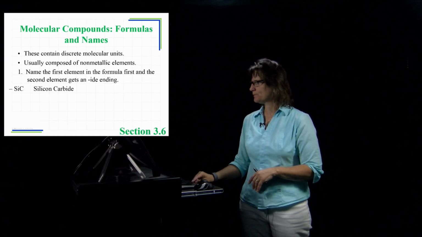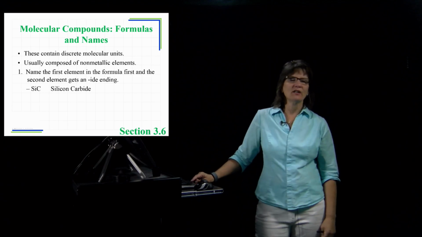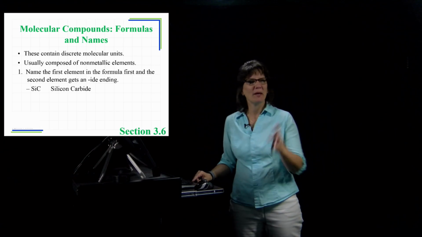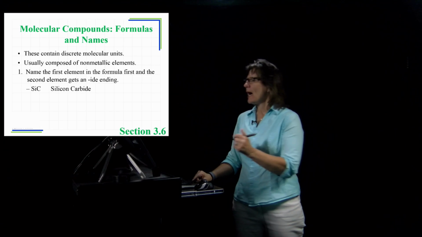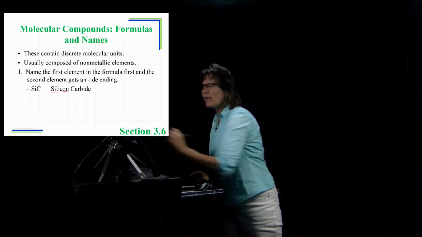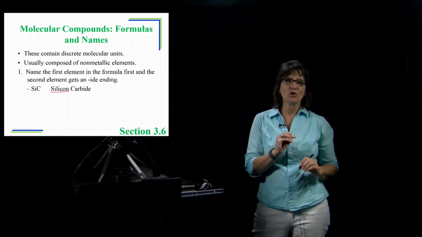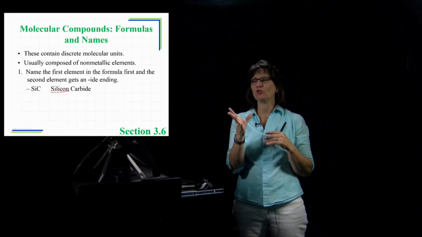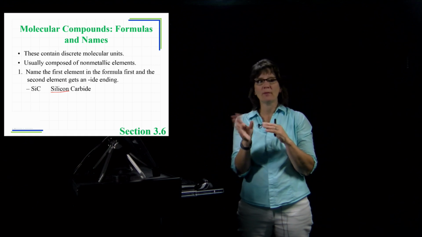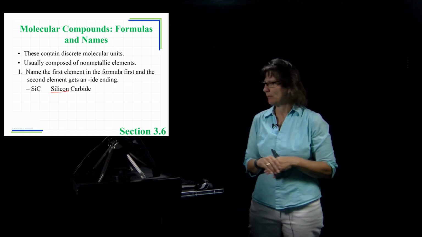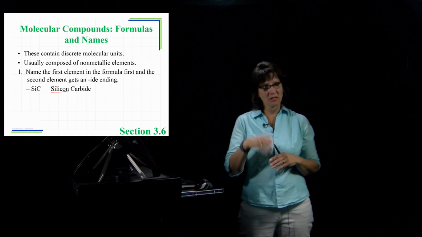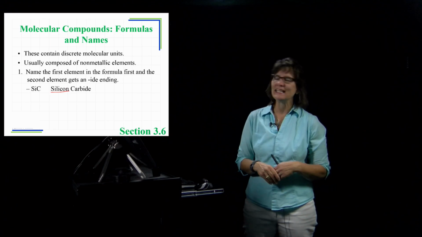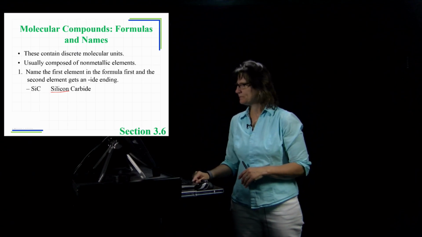That's the first rule. Okay, so silicon carbide. This is really not a good example of a molecular compound, but it follows the rules. If you look at the periodic table and find silicon, it's actually a metalloid, and metalloids follow these rules as well. A metalloid with a nonmetal would be like naming molecular compounds. So silicon was first, we name it silicon. Carbon is second, give it an IDE ending, and this is silicon carbide.